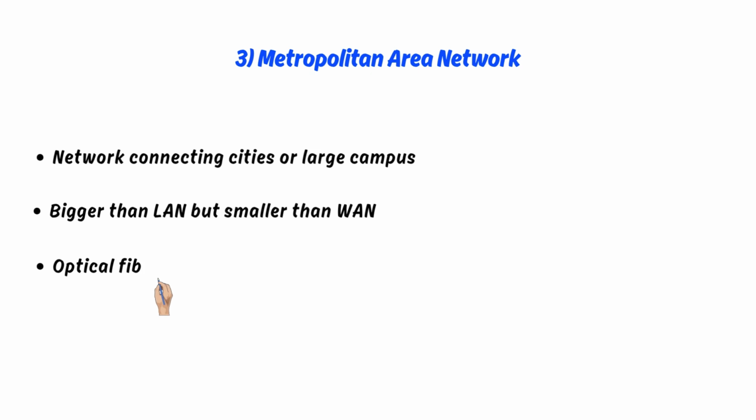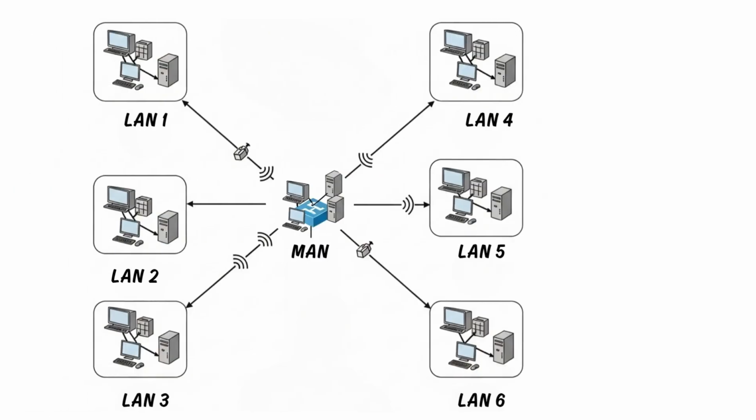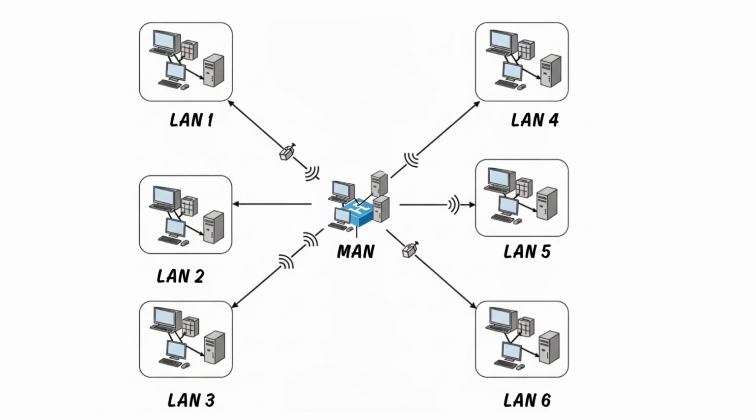In a Metropolitan Area Network, the devices or computers can be connected with the help of the fastest cable, which is known as optical fiber. In this diagram, you see that all the devices are connected in LANs, which are then connected to the Metropolitan Area Network. So we say a Metropolitan Area Network is the collection of all LANs such as LAN 1, LAN 2, LAN 3 and so on.